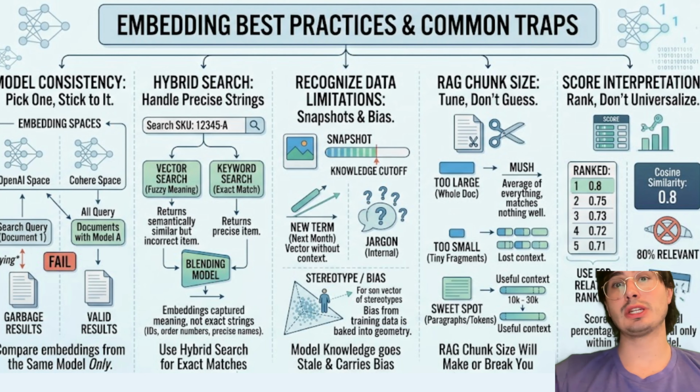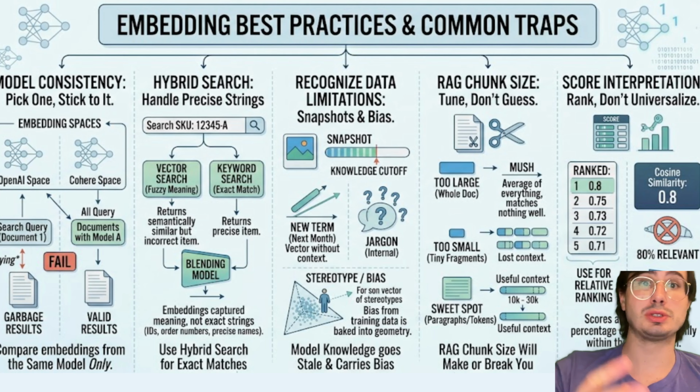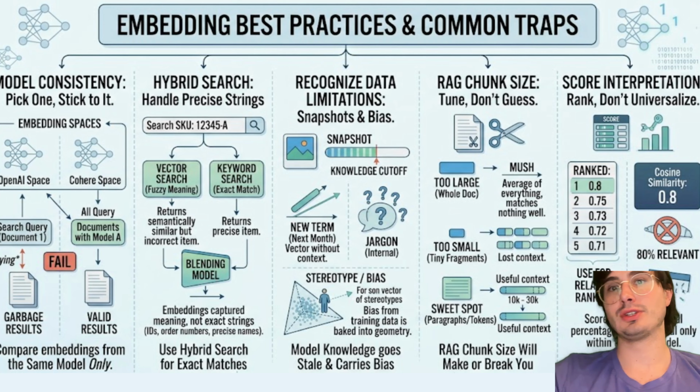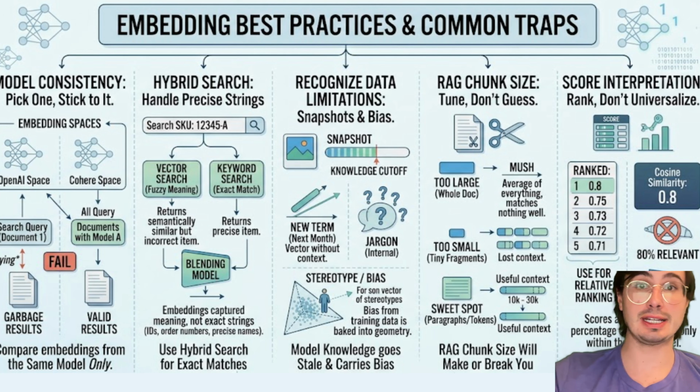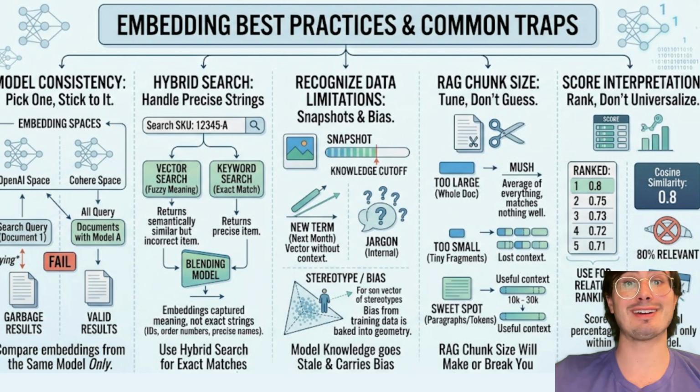Third, an embedding only knows what its model was trained on. If you coin a new term next month, or you use heavy internal company jargon, or you work in a niche that the model never saw, it won't have any idea those things are related. So the vector is a snapshot of the training data, and it goes stale. This is also where bias can sneak in. If the training text carried a stereotype, the embeddings will carry it too, and that'll sit right there in the geometry.